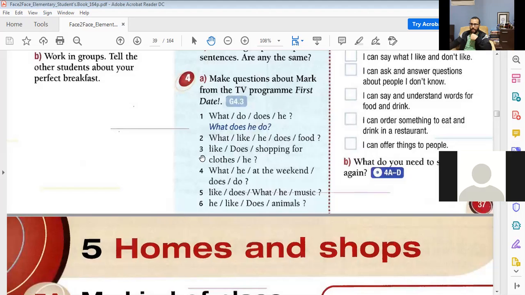Salsabil, what about number 3? Okay. He does, let's arrange the sentence a bit. Does he like? What does he like? Shopping or food? But we don't have what? What does he like? Shopping or food? Yes, but Salsabil, we don't have what in number 3?